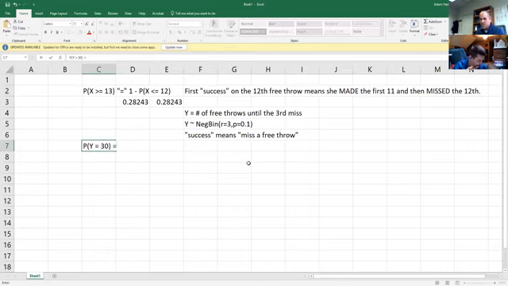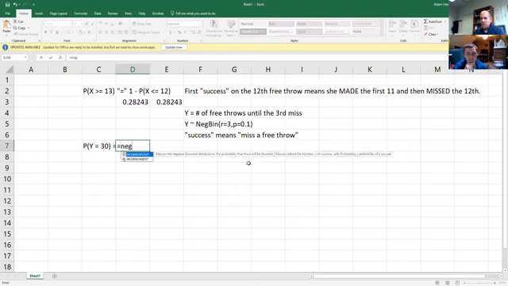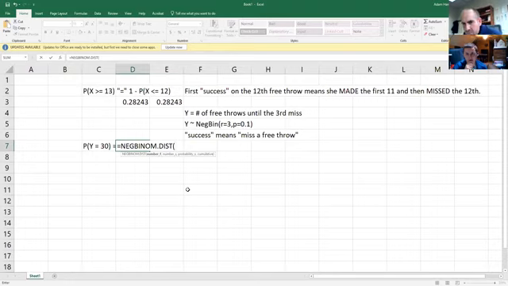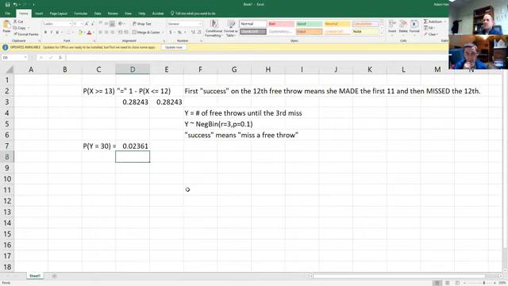Then that equals, well, I just do negative binomial. And this time, how many failures are there? That'd be 27. And then the number of successes, which in this case is the number of missed free throws, that'd be 3. And 0.1. Do I want it to be cumulative? No, you don't want it to be cumulative.